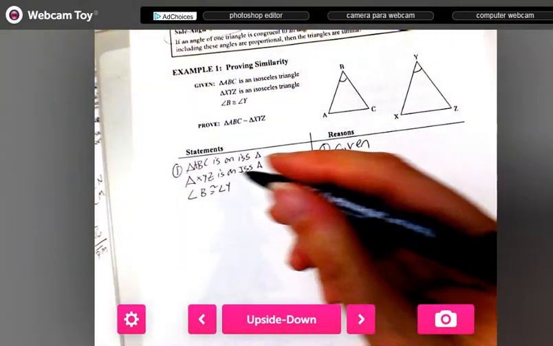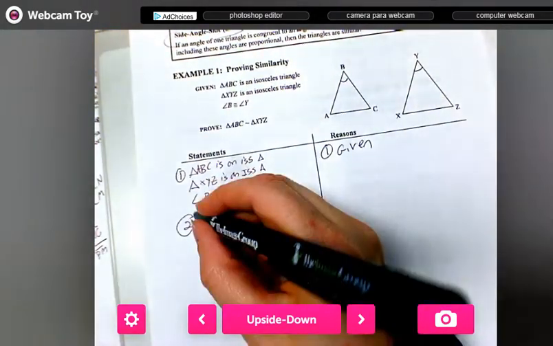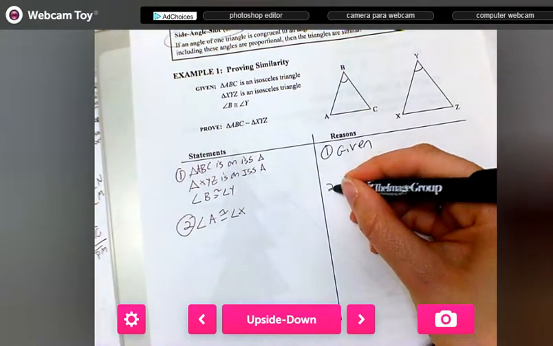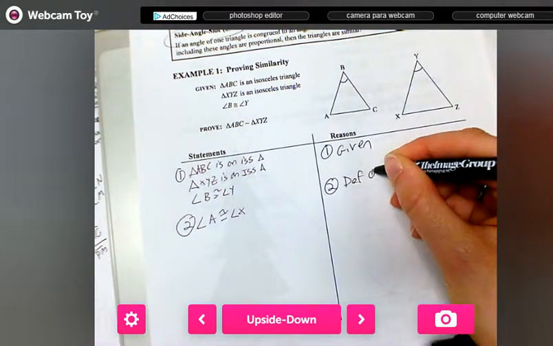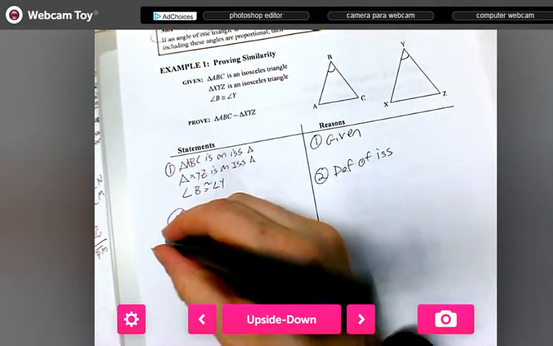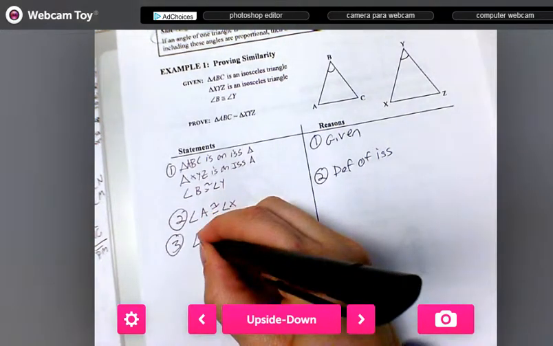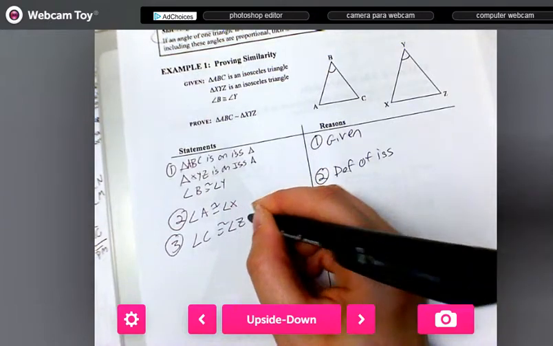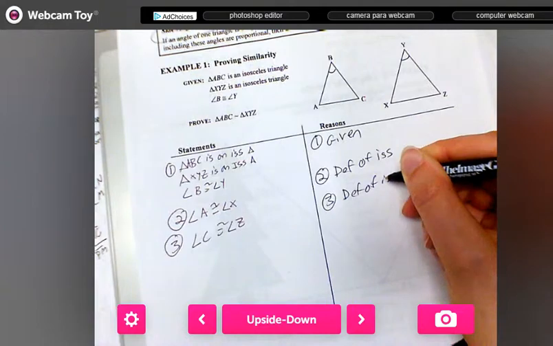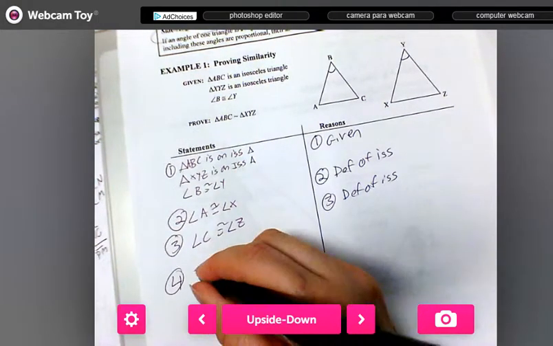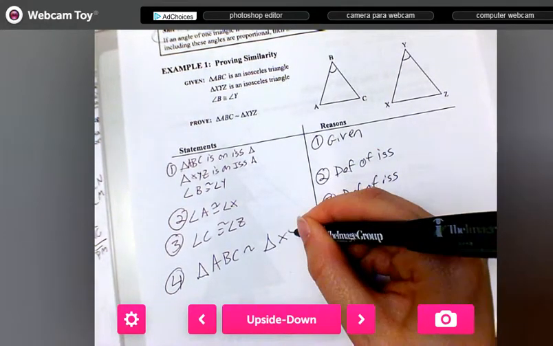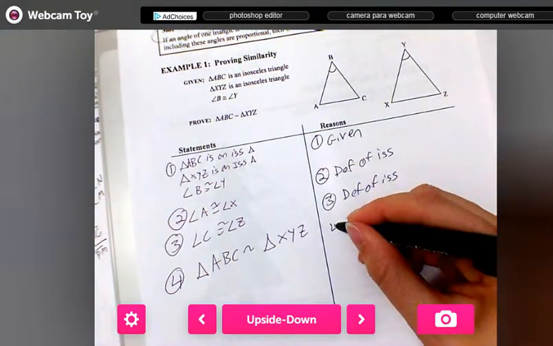Okay. Step 2, we know angle A is congruent to angle X by definition of isosceles. Step 3, I know angle C is congruent to angle Z by definition of isosceles. So then I know triangle ABC is similar to triangle XYZ by what? Why are they similar?